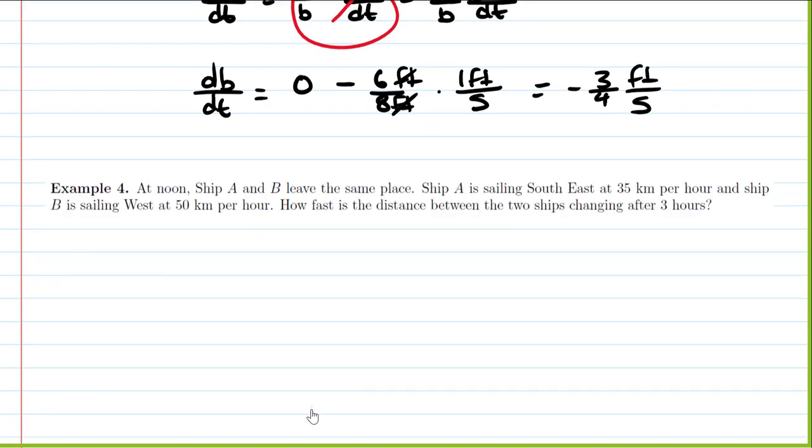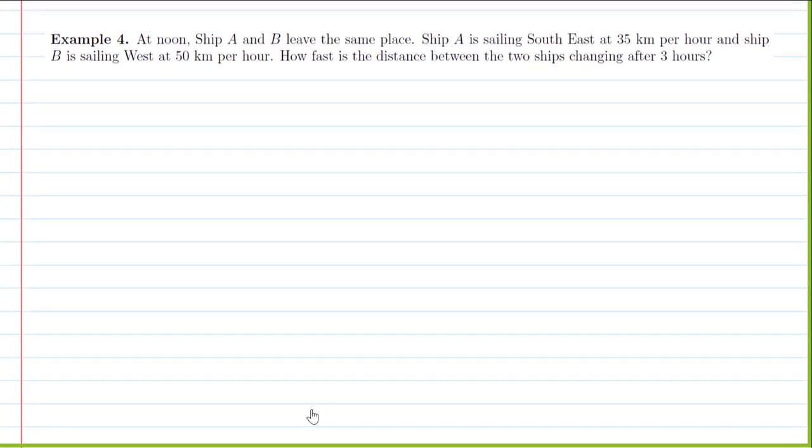So in example 1 and in example 3, the one you guys just did, we used the Pythagorean theorem because our situation gave rise to right triangles. It's possible to have situations where we will not be given a right triangle. So let's draw a picture to go along with example 4. So at noon, ship A and ship B leave the same place. Ship A is sailing southeast at 35 kilometers per hour, and ship B is sailing west at 50 kilometers per hour.